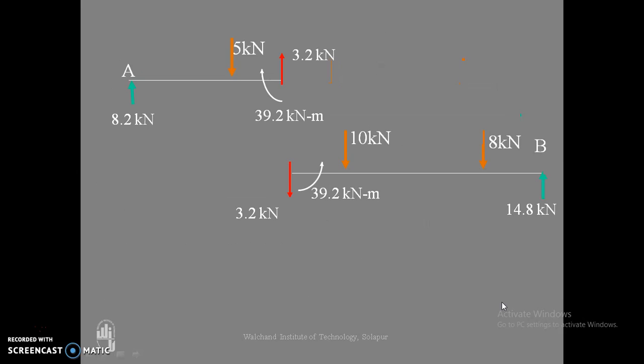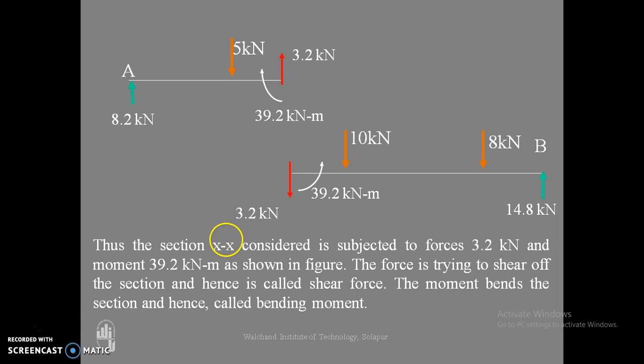So this indicates that at that particular section, if I show the unbalanced vertical force and unbalanced moment, it is like this: 3.2 and 39.2 considering the left hand side. Considering the right hand side, we get the same unbalanced force 3.2 and unbalanced moment 39.2, only with the opposite sign. Therefore the section XX considered for this problem is subjected to force 3.2 kilonewton and moment 39.2 kilonewton meter as shown in the figure.